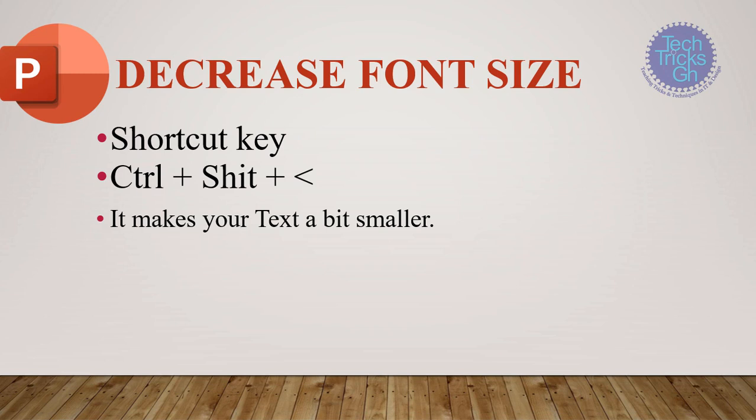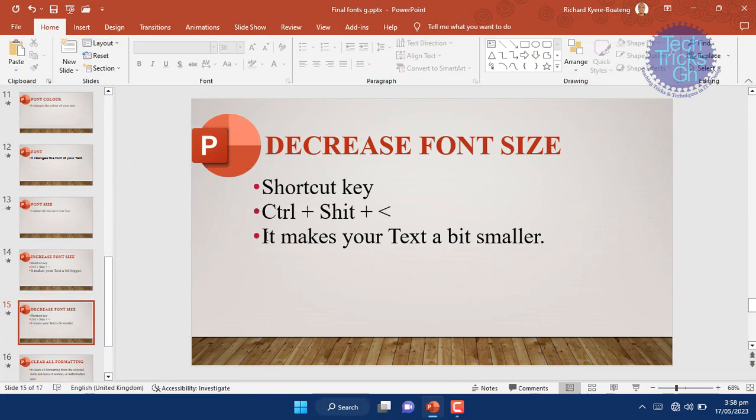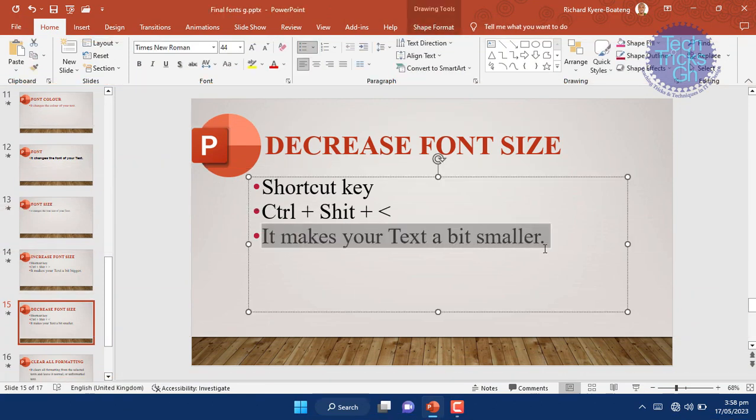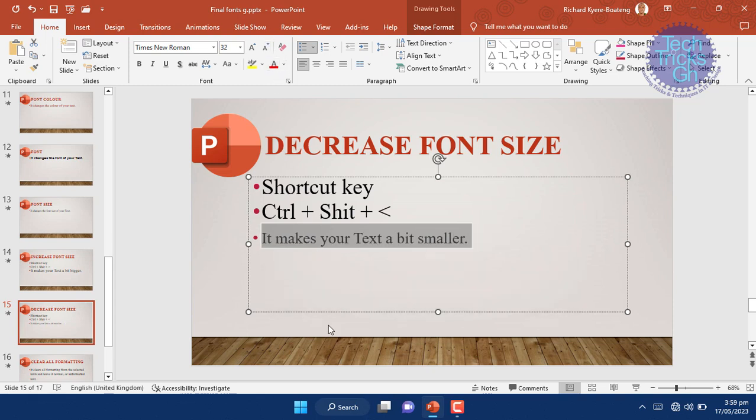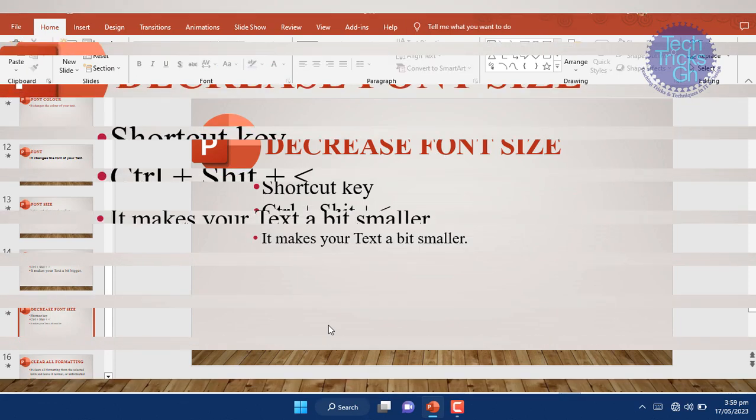Decrease font size. The shortcut key is Ctrl plus Shift plus less than sign. It makes your text a bit smaller. To use this command, select or highlight your text and click the Decrease Font Size command to make your text a bit smaller. You can press Ctrl plus Shift plus less than sign to acquire the same outcome.